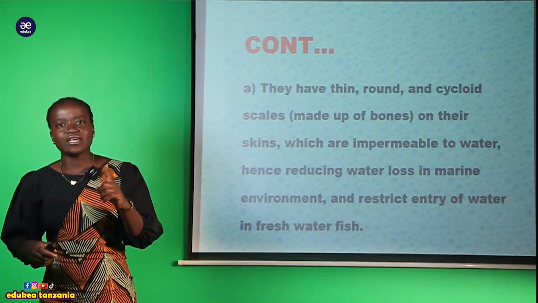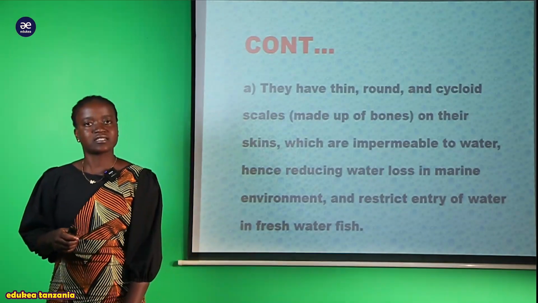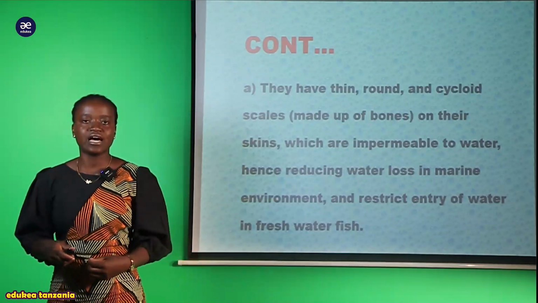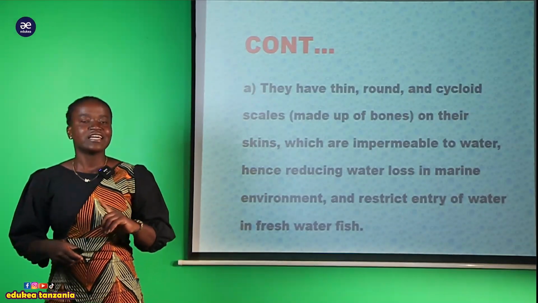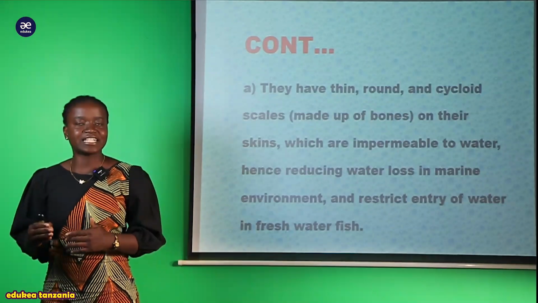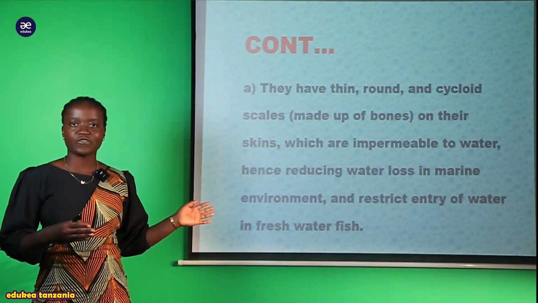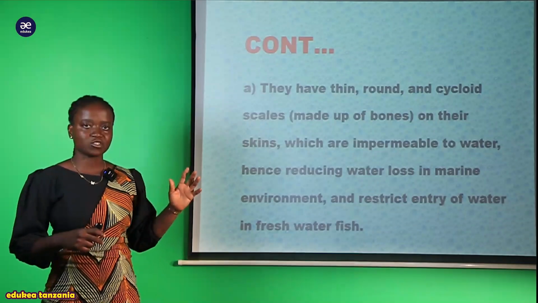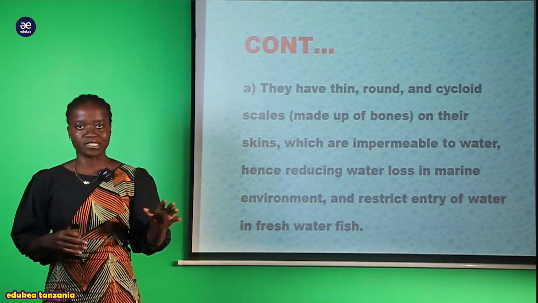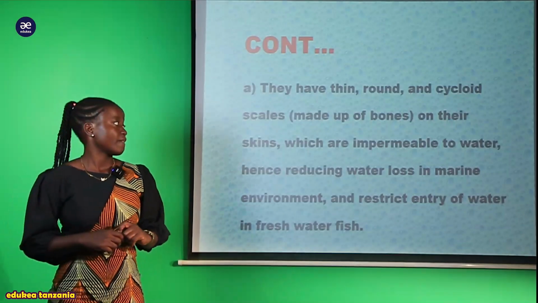Remember, when we were discussing the class Chondrichthyes, we saw that they only have one kind of scale, and that is placoid scale. That placoid scale is what helps those organisms prevent water loss and so on. But this organism has a lot of scales, depending on one species and another species.